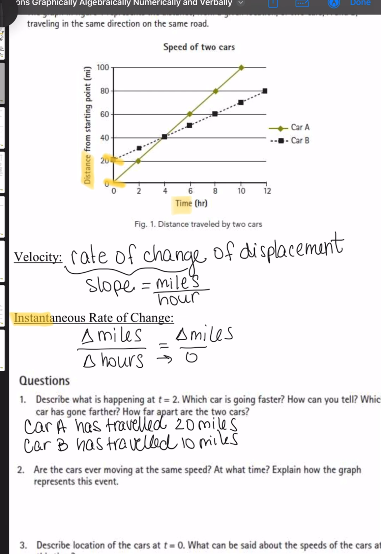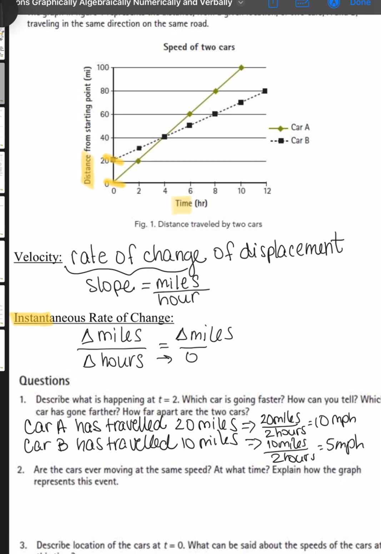All right, so which car is going faster? Let's talk about the miles per hour. So again, car A has gone 20 miles in 2 hours. So it's going 10 miles per hour. Car B has traveled 10 miles. So we've done 10 miles in 2 hours, or it's going 5 miles per hour.